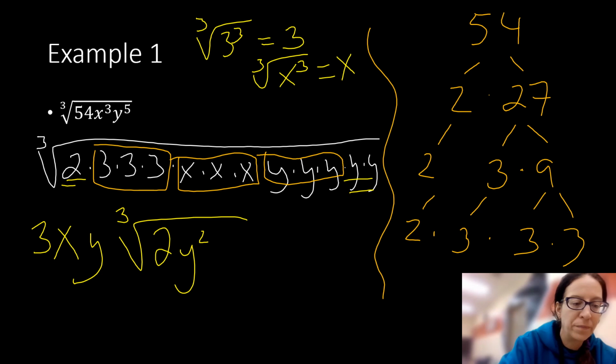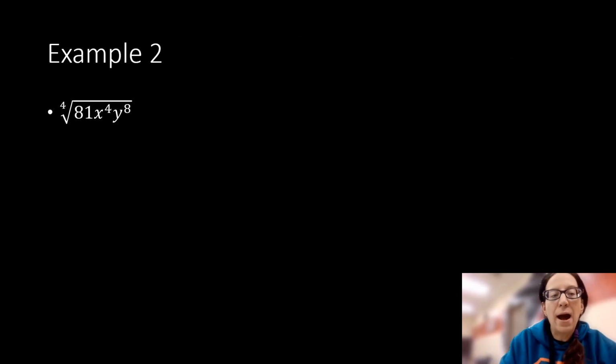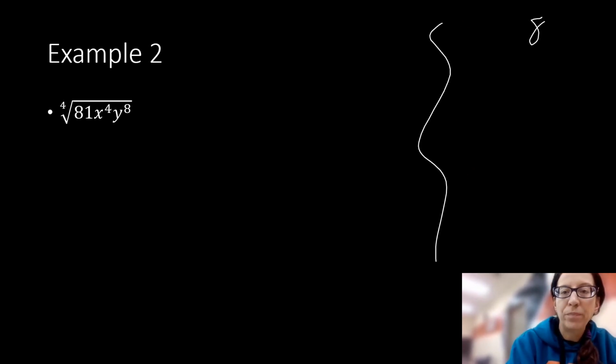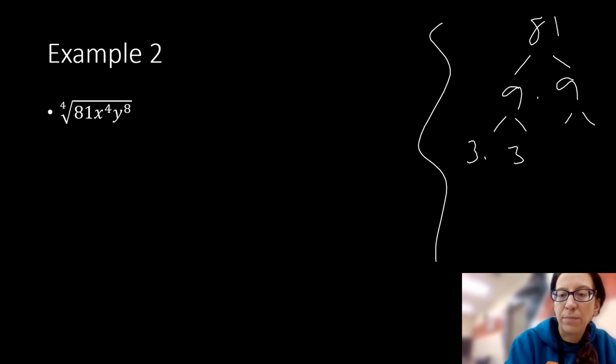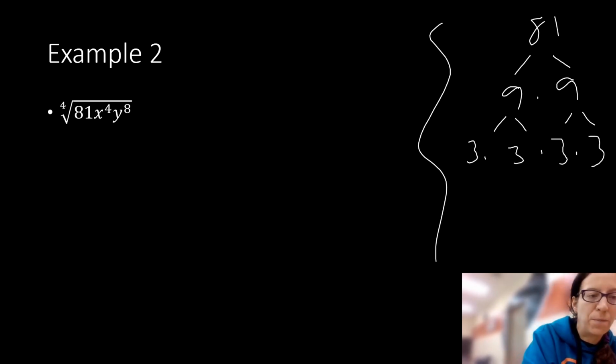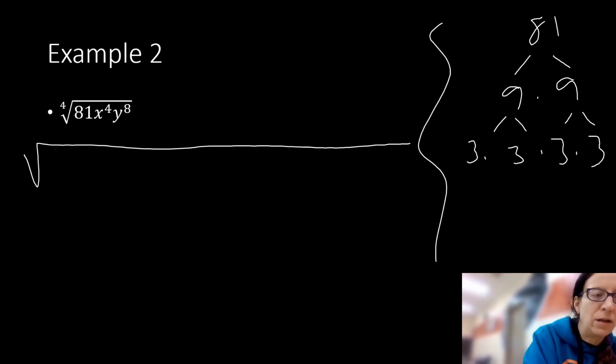So here we have the 4th root of 81 x to the 4th y to the 8th. So let's go tackle that 81. 81 I know is 9 times 9. And then each of those 9s can break into 3 times 3. So there's my number. So here we go. Now this will look really long and scary, but only for one line. So don't get too caught up in that.